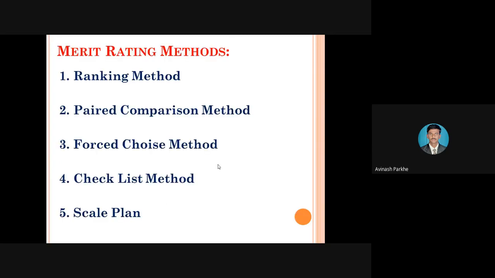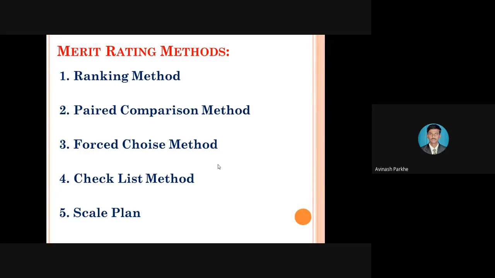And now we'll discuss the last point of this particular chapter, that is merit rating methods. In job evaluation, we discussed 4 methods where only the evaluation of the job takes place. Through those 4 methods, the evaluation of performance does not take place. But when we have to evaluate the persons, which methods are we using in industry? Those methods we are going to discuss now.